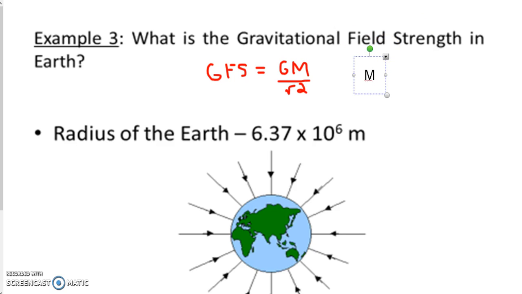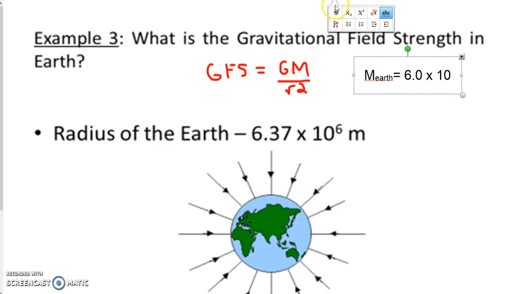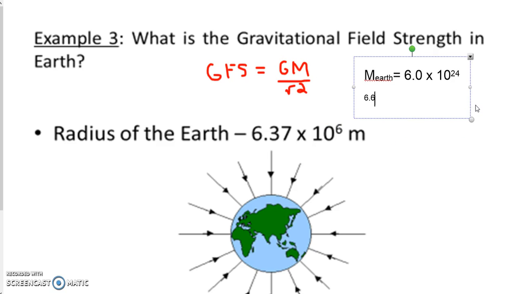So mass of Earth equals 6.0 times 10 to the 24th. And then G is our same constant, so 6.67 times 10 to the negative 11.